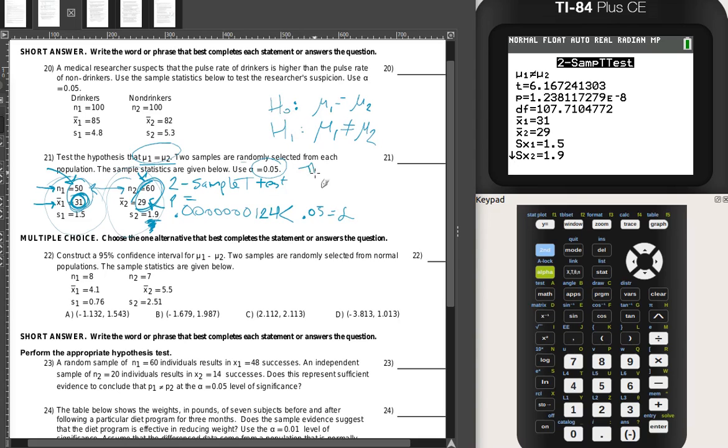So we would say there is sufficient evidence to conclude that the means are different for these populations, for population 1 and population 2.